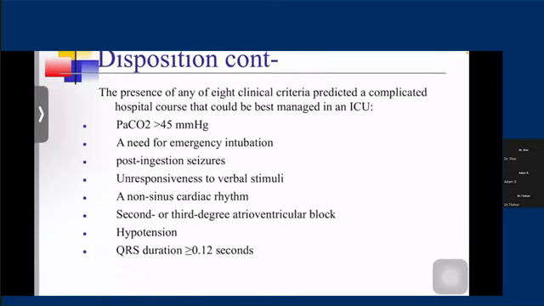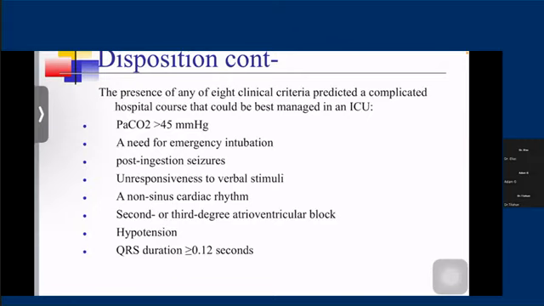Disposition to ICU: patients with these criteria should be admitted to ICU. One is if we are able to do ABG and the PCO2 is greater than 45, meaning the patient is retaining carbon dioxide, we need to admit to ICU, because this patient can develop type 2 respiratory failure. The other is need for emergency intubation, if the patient is unable to protect the airway or needs ventilatory support. So that's one of the indications.